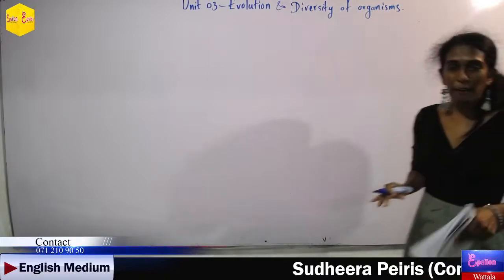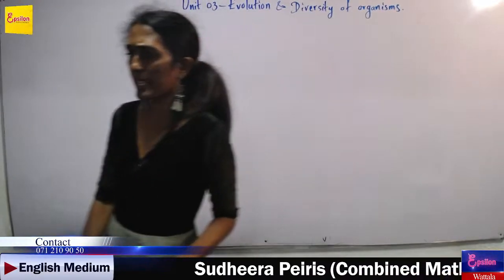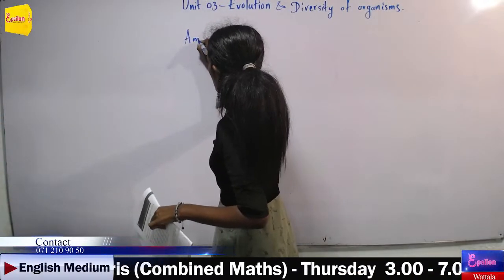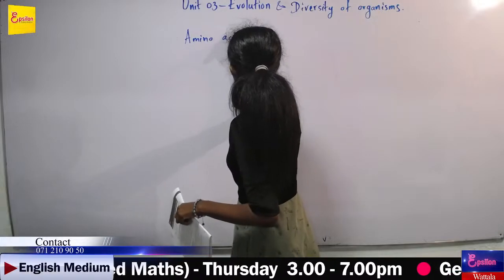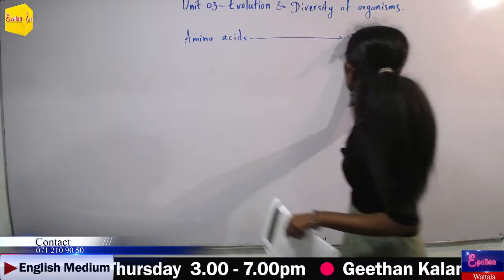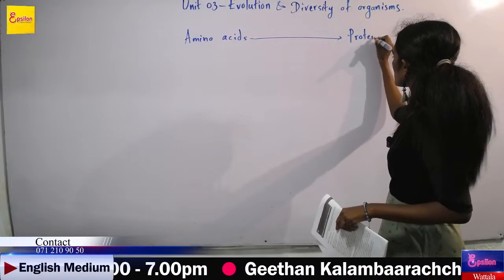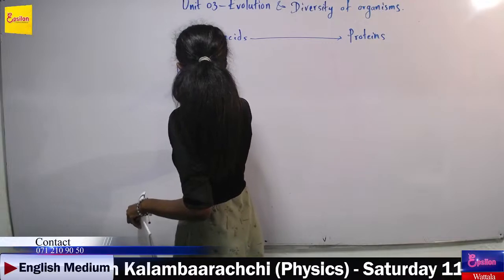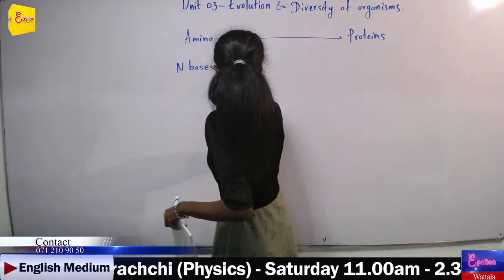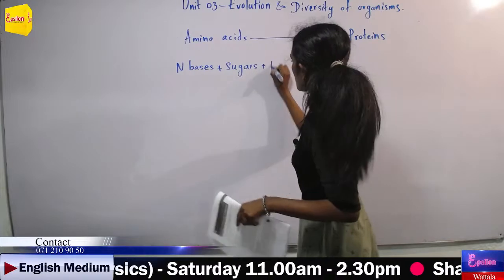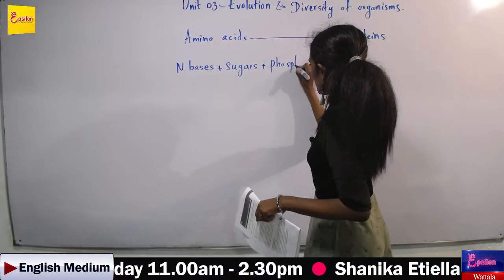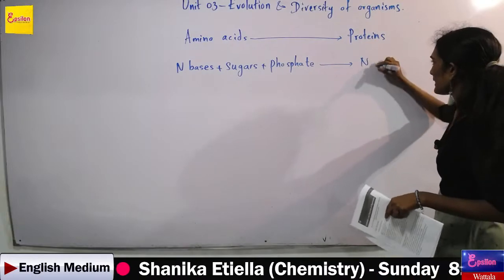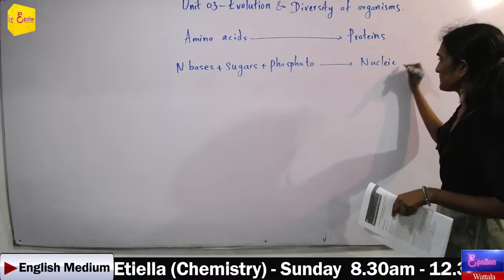So number 2, after that what happens? These all wash to the seas. Now inside the seas, polymerization occurs. Amino acids polymerize to form what? Proteins. Then nitrogenous bases, sugars, and phosphate form nucleic acid. Especially RNA was formed, right?